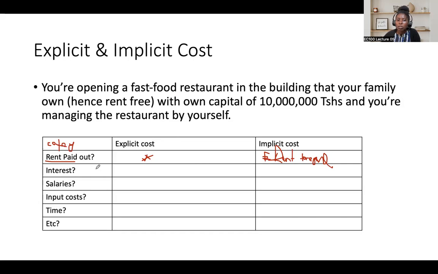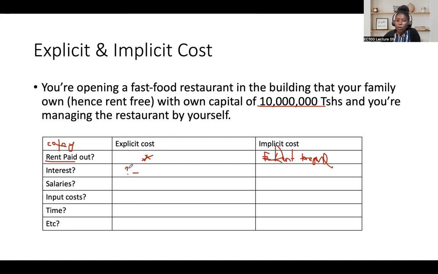How about interest? Interest is money on savings, right? This is usually on the capital. Because you didn't get this money from a bank, you're not paying any interest. If you got this capital from the bank by loan, you would have to be paying interest. That would be your direct cost. Every month you're paying back the loan, right? With interest.